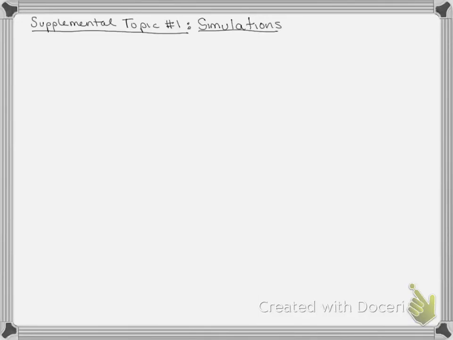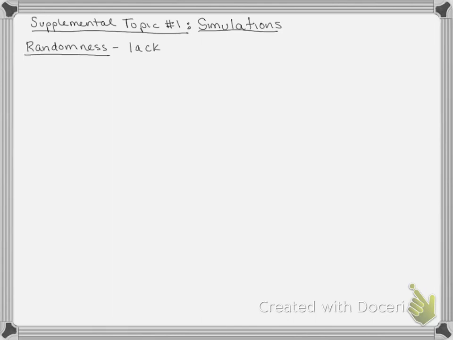Okay, so this is our first supplemental topic for Unit 2, and it's called simulations. The first thing I want to start with is not what a simulation is, but what is randomness. This topic begins with the concept of randomness and what that really means.